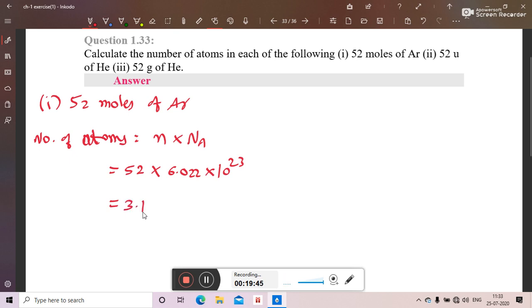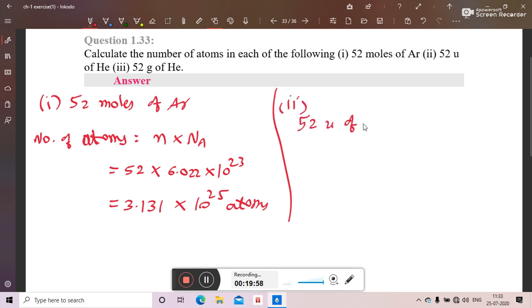3.131 into 10 raised to 25 atoms. Now number 2 is 52 U unified mass of helium. Now unified mass is used for atoms. So number of atoms is equal to, now we will see that unified mass is 52 and the unified mass of single atom of helium is 4. So for single helium atom, unified mass is 4. So when you divide 52 by 4, you will get 13 atoms.